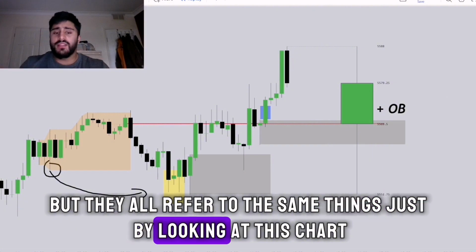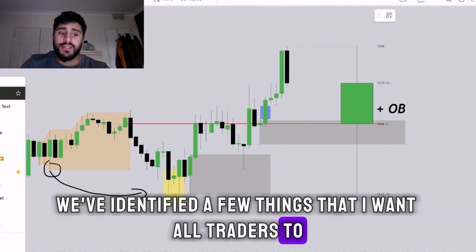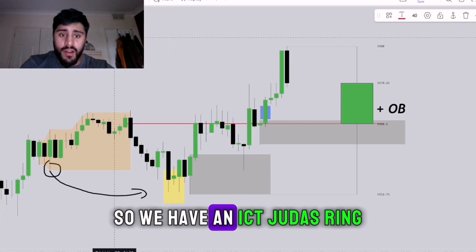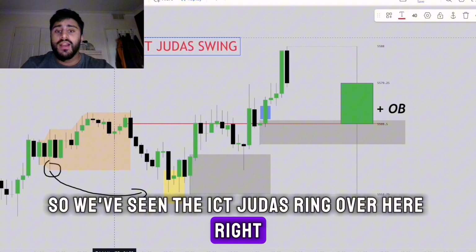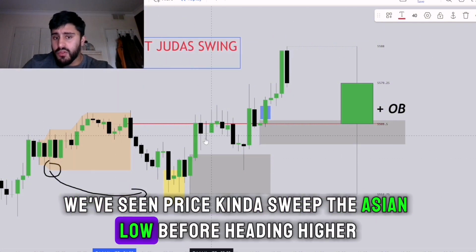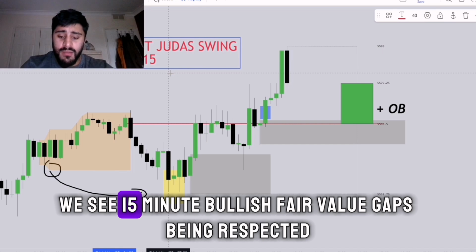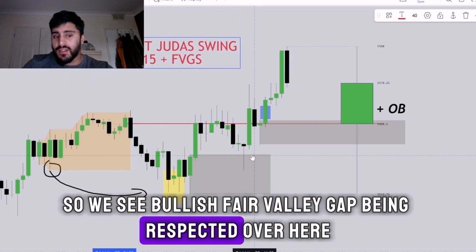So just by looking at this chart right now, we've identified a few things that I want all traders to take note of, right? So we have an ICT Judah swing. So we've seen the ICT Judah swing over here, right? This has given us our bullish manipulation, right? We've seen price kind of sweep the Asian low before heading higher. We see 15-minute bullish fair value gaps being respected. So we see a bullish fair value gap being respected over here.